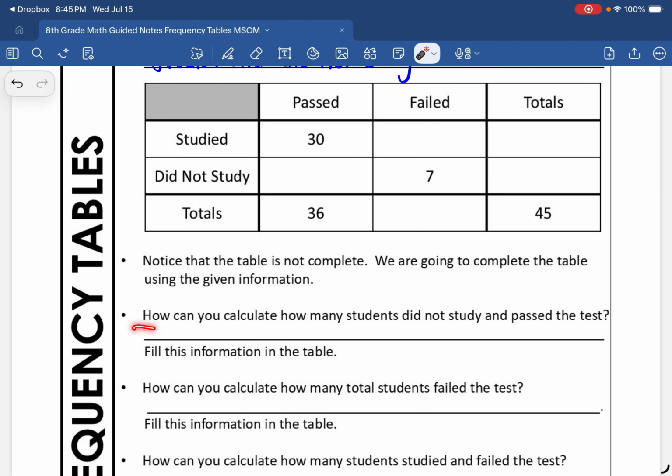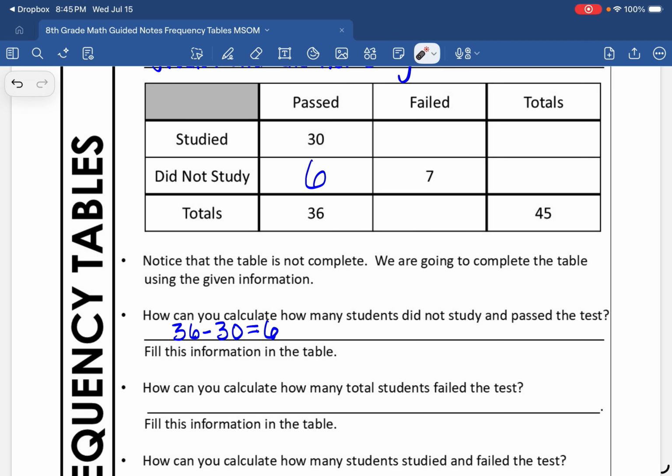How can you calculate how many students did not study and pass the test? So did not study right here and pass would be this number right here. And if I know that the total is 36 and 30 studied and passed, then I know that 6 did not study and pass, because 30 plus that number is going to have to equal the total of 36.